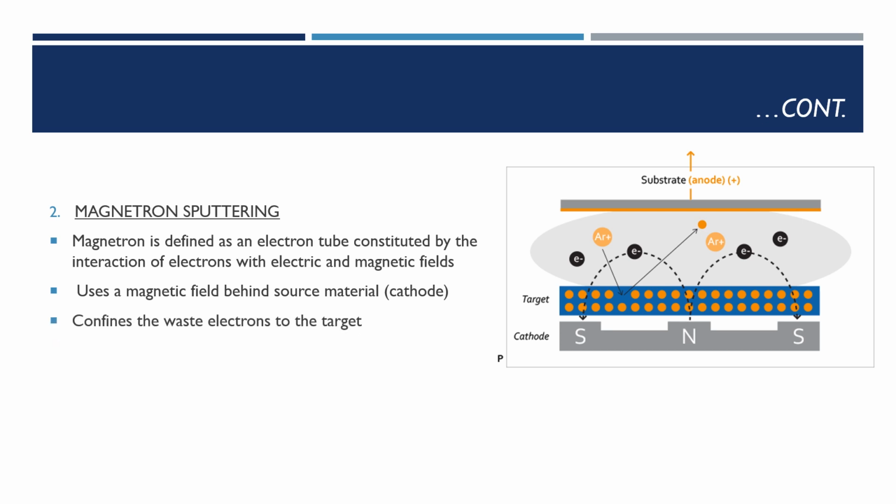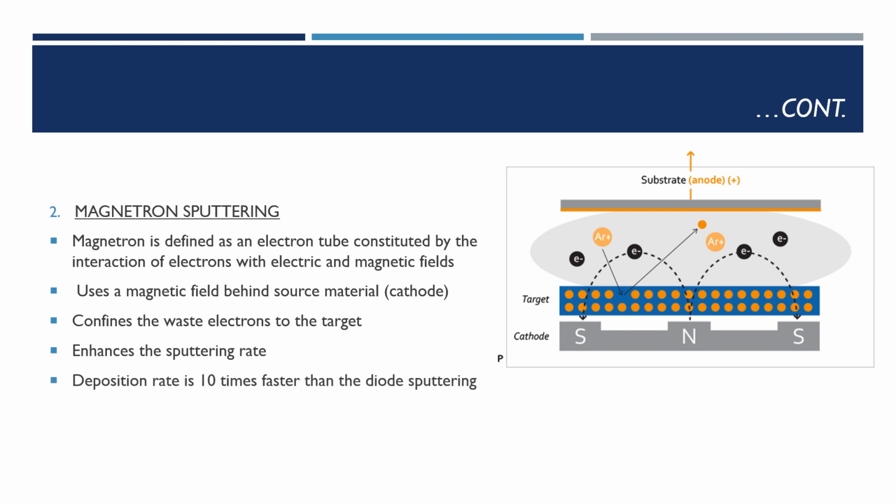This confines the waste electrons to the target. We know that the waste electrons present in the vacuum chamber are a disturbance for the deposition, and they reduce the speed of deposition. Thus, using a magnetic field or the magnetron helps to confine the electrons towards the target, and thus it increases the speed of deposition or the sputtering rate.